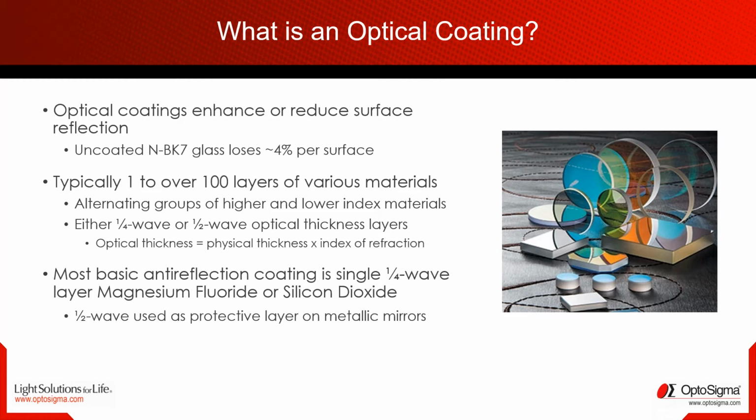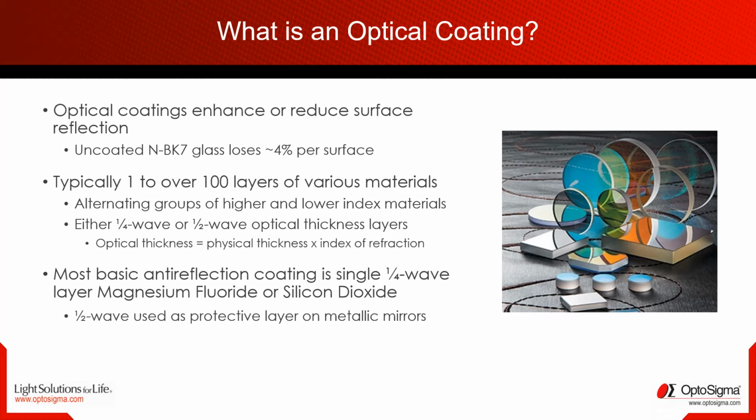Coating can be as simple as a single layer of material or as complex as more than 100 layers of different materials. The materials are laid down in alternating layers of higher index and lower index to be able to provide the desired performance. What's referred to as thickness of a coating layer is actually optical thickness. It's the physical thickness multiplied by the index of refraction of the specific material at the specified wavelength, and is generally quarter wave or half wave thickness.